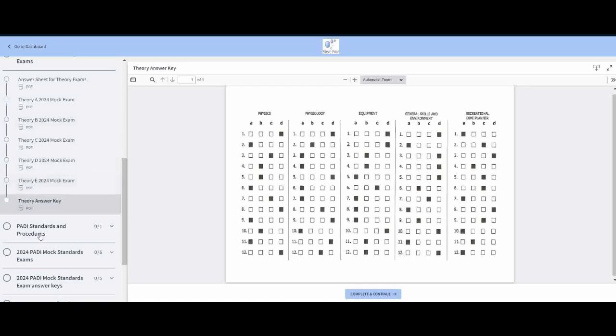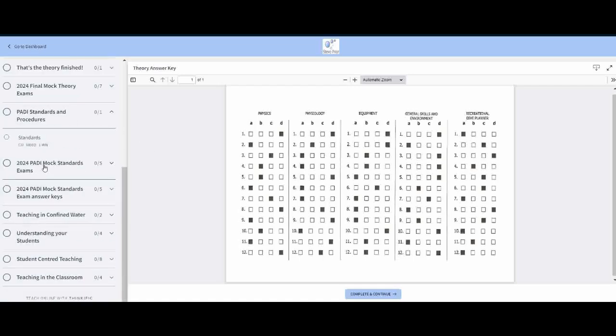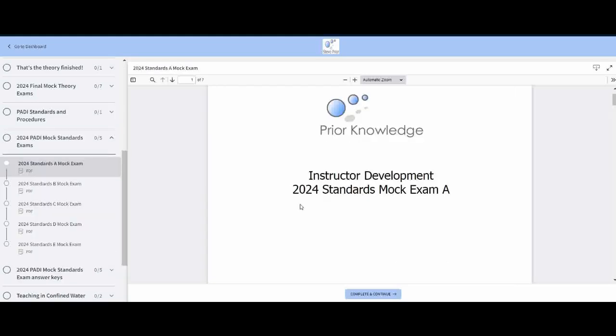Once you've finished with the theory, you can go on to PADI standards and procedures. And as a dive master, you've got access to the current instructor manual. You've probably not used it an awful lot up until now, and if you have, you've probably just been looking at the dive master conducted programs, like the Reactivate, or all the programs that a dive master can teach, Discover Scuba Diving, etc.